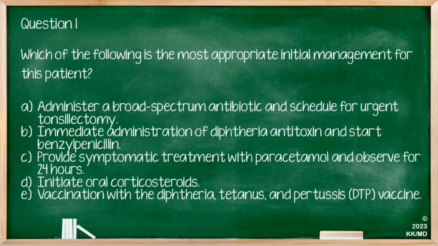So these are our options. Firstly, administer a broad-spectrum antibiotic and schedule for urgent tonsillectomy. Second, immediate administration of diphtheria antitoxin and start benzyl penicillin. C. Provide symptomatic treatment with paracetamol and observe for 24 hours. D. Initiate oral corticosteroids. Or E. Vaccination with diphtheria, tetanus and pertussis, or the DTP vaccine. So in this case, the correct answer, as you will recall from this presentation, is immediate administration of diphtheria antitoxin, because this is a probable or possibly even confirmed case at this point, and start benzyl penicillin.